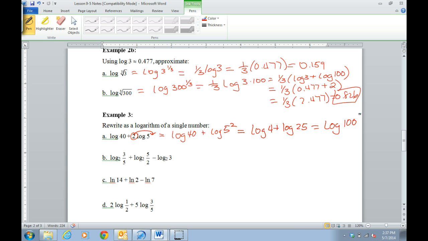Wait, why would you multiply? Oh, okay, never mind. Because remember, when there's an adding, we're actually multiplying. Here it's 40. Oh, sorry, 40. I was confused. So it'll be 1,000, right?